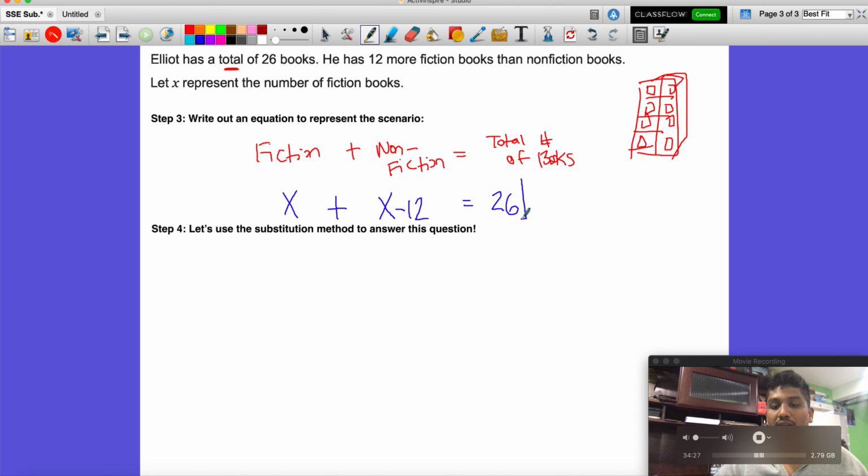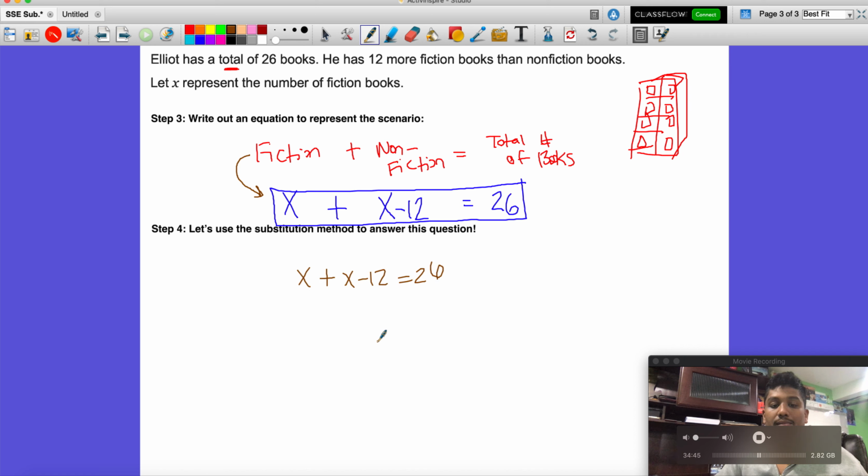And now we've kind of had an equation here. We kind of just created an equation, right? X plus X minus 12 equals 26. We actually substituted over here. So now we have X plus X minus 12 equals 26. And we can solve this.